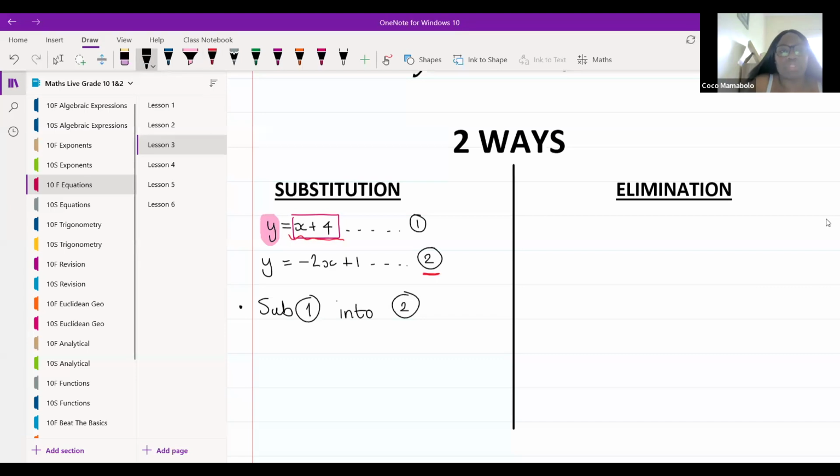If we look at equation 2, it starts with y is equal to negative 2x plus 1. That means what am I going to replace this y with over here? X plus 4. Beautiful. Wherever I see a y, I'm going to replace it with x plus 4. So I'm going to remove the y and say x plus 4 is equal to negative 2x plus 1. And voila, now we're only solving for x. I want you guys to solve for x quickly and tell me what answer you get for x.